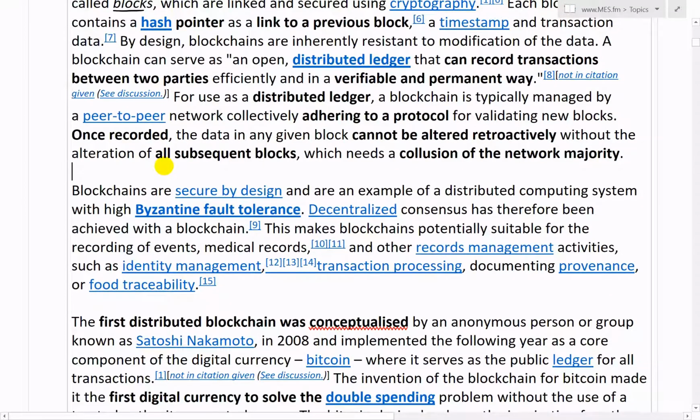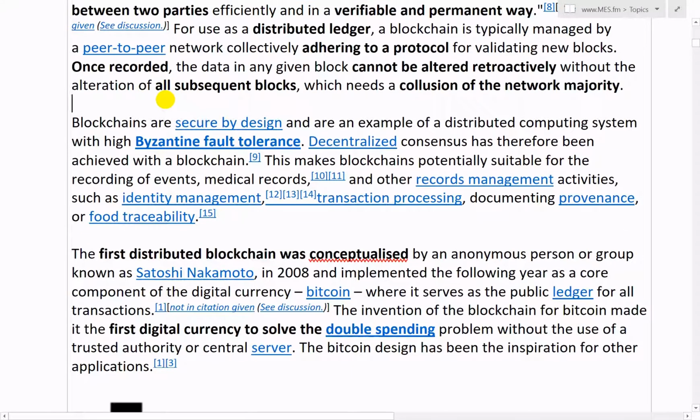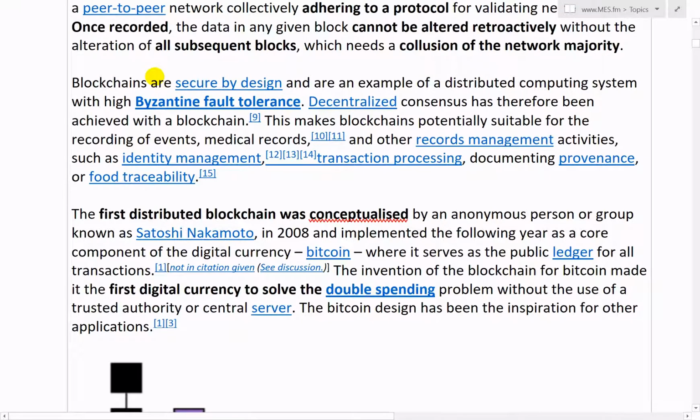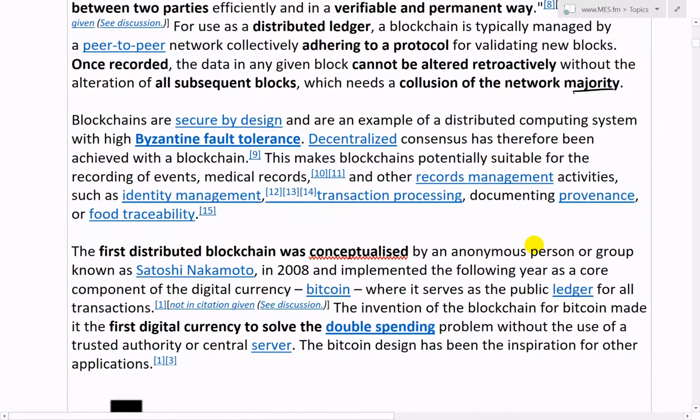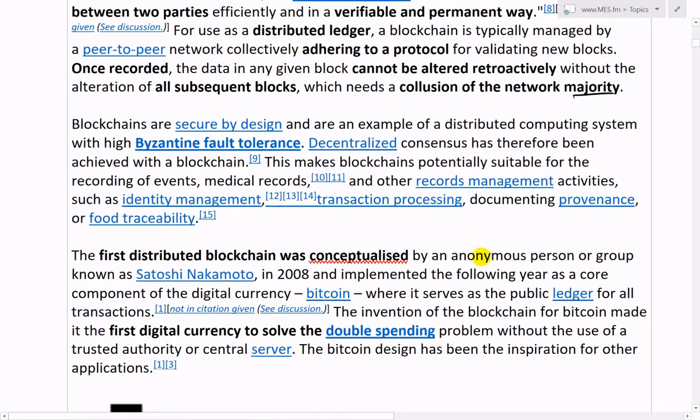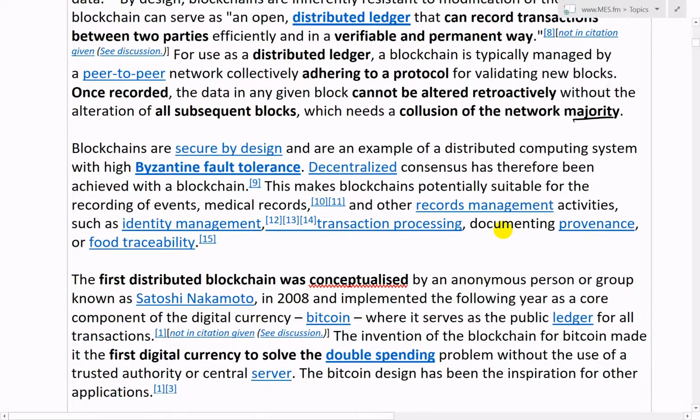For use as a distributed ledger, a blockchain is typically managed on a peer-to-peer network, collectively adhering to a protocol for validating new blocks. Once recorded, the data in any given block cannot be altered retroactively without alteration of all subsequent blocks. So you've got to go through the whole blockchain to change any block that you just modified, which needs a collusion of the network majority. So you're going to be hearing that a lot. Basically, it's a majority consensus of computers or nodes or parties that always need to have a majority. Yeah, so if you have a majority that are honest, that's what it's called, honest computers, the protocol will be followed perfectly fine.